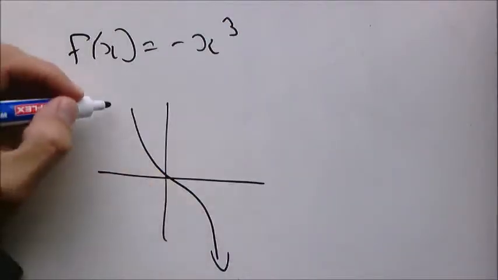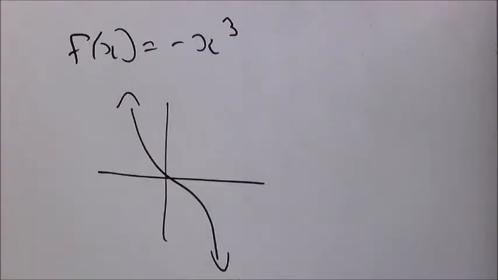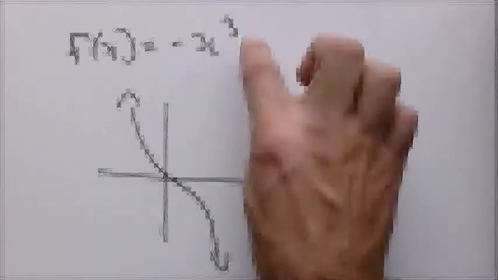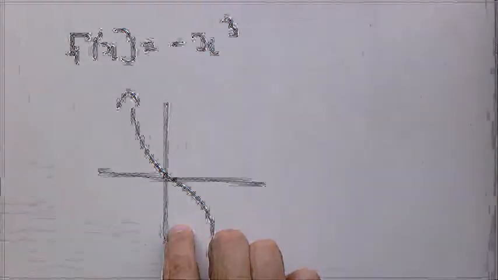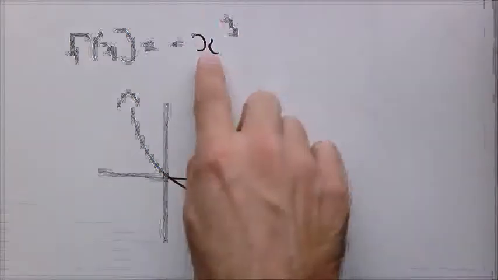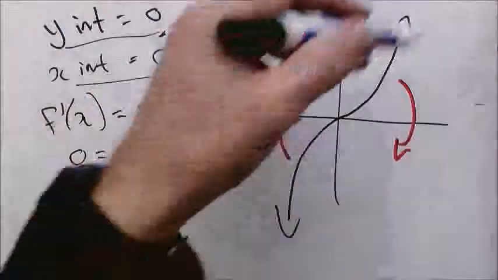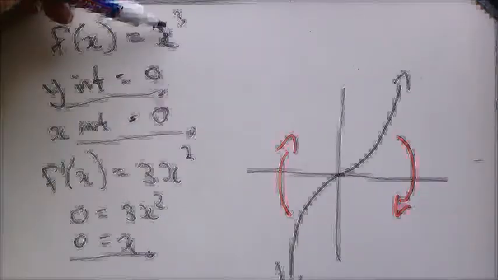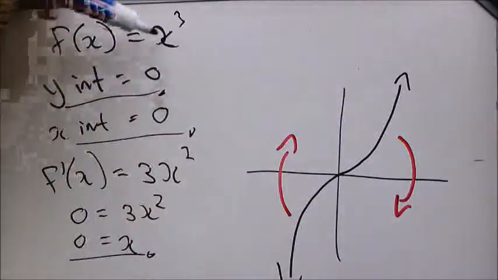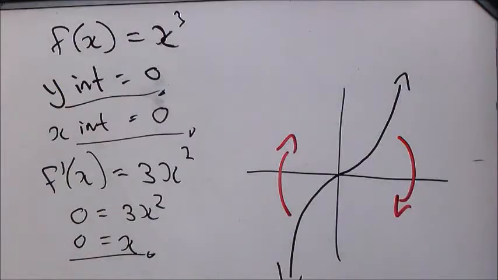And you can test it as well. Any positive x value cubed times a negative will become a negative. Any negative x value cubed will become a negative, times a negative is a positive. And the same over there. Any negative value cubed is negative. Any positive value cubed is positive.